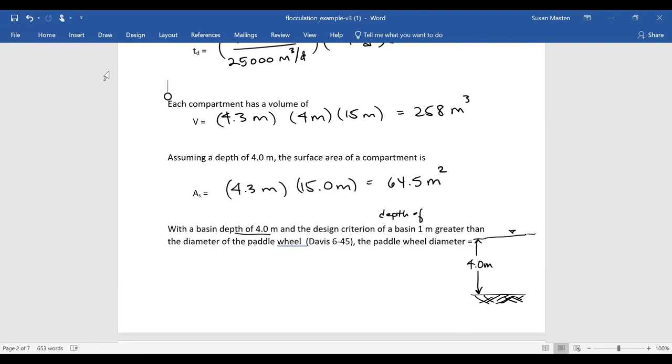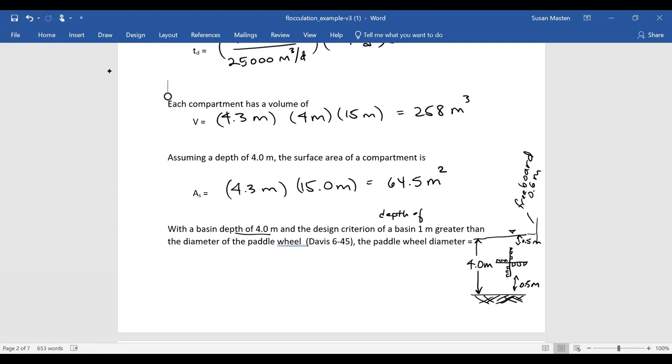If we were to build this, there's what we call freeboard, and that's about 0.6 meters. Basically, you want some volume of the tank above the water level because you don't want water splashing out onto the deck of your tank. So we have a paddle wheel here. We need to have 1 meter clearance, so we need at least 0.5 meters above and at least 0.5 meters below. So we need that 1 meter.